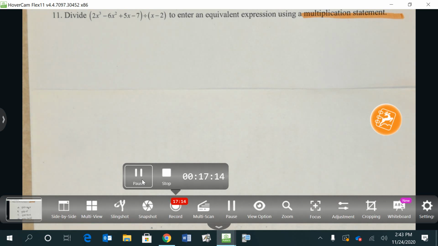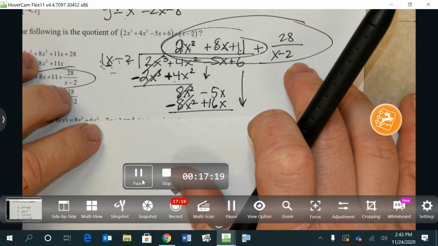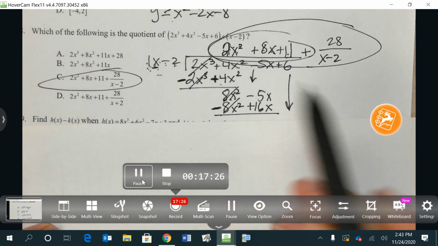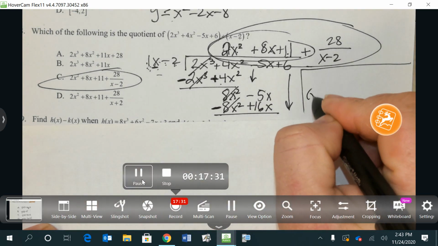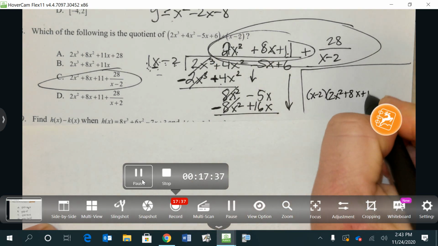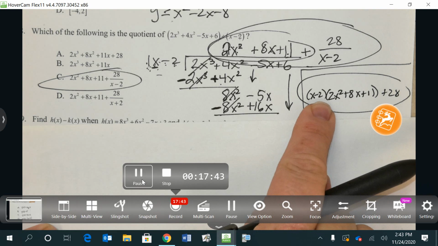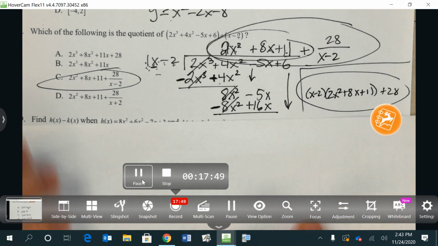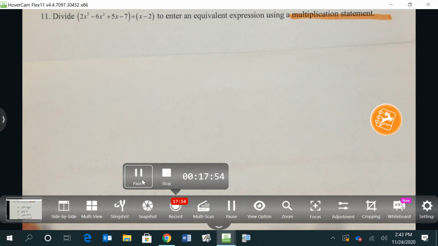Next, divide, and then enter the expression using the multiplication statement. So this is a little different than we are used to writing our final answer. If I could go back up here and use this example from number 8, if we were asked to divide here and write this as a multiplication statement, what it means is that you're going to take whatever you have up front, so this would be written as x minus 2, and whatever you have on top, and you're saying, oh, but you got a remainder, plus 28. This would be an equivalent answer to this. This would be an equivalent answer, okay? But this particular problem down below says, write this as a multiplication statement.